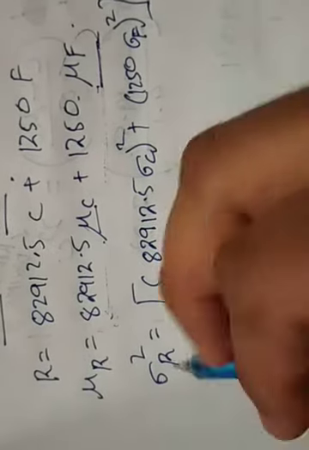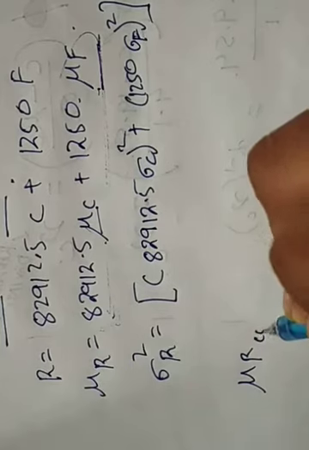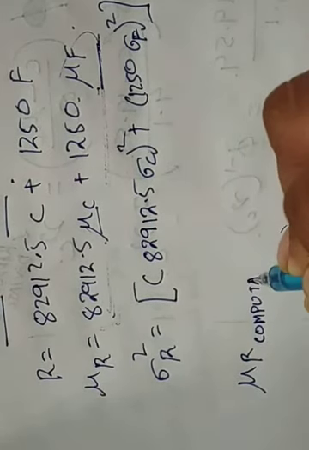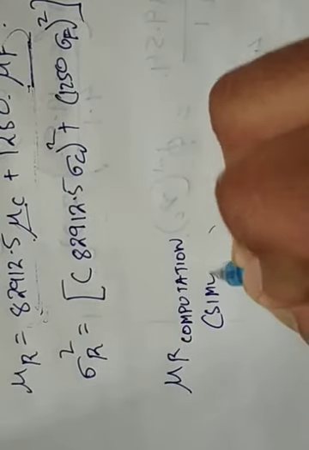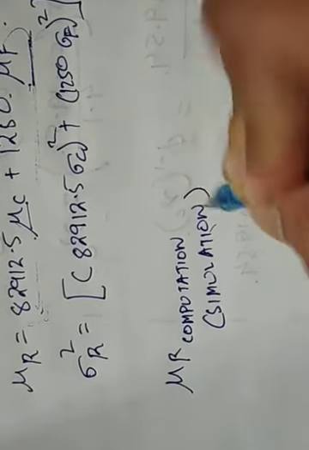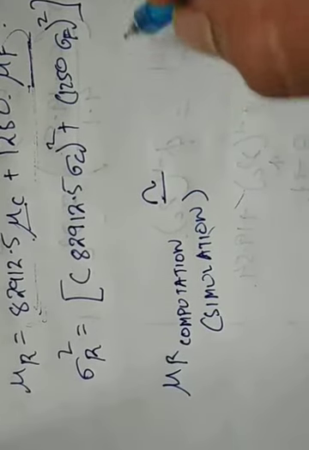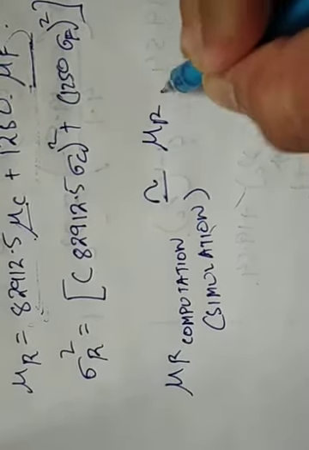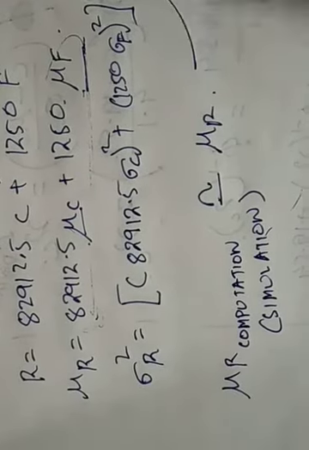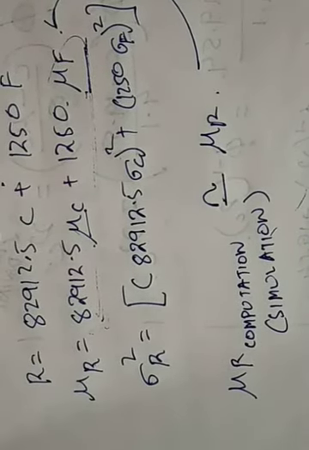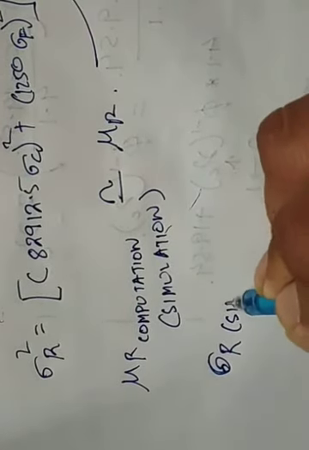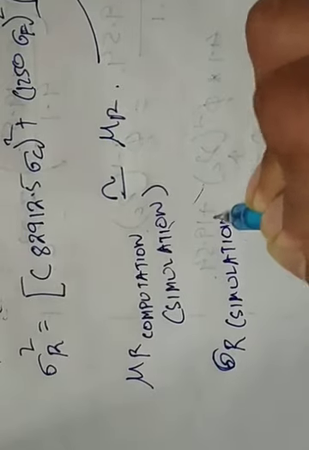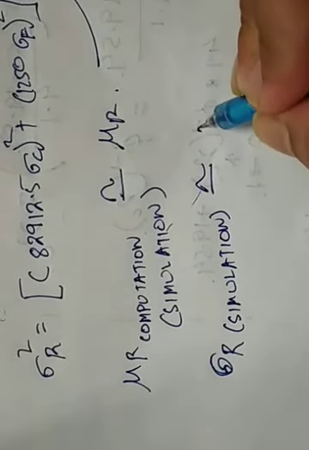So your mu R from your computation or your simulation needs to be very, very close to this mu R that I have calculated. The mu R here needs to be very, very close to this value. Similarly, sigma R from my simulation needs to be very, very close to this sigma R that I have calculated here.